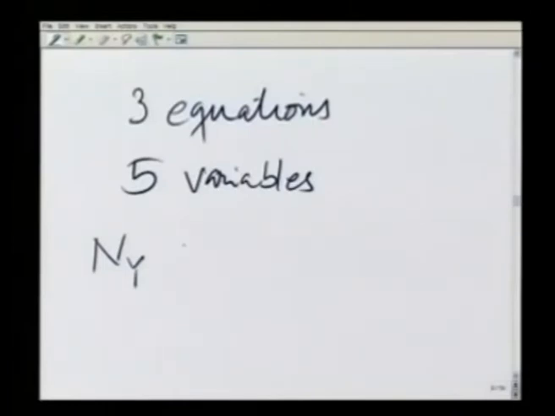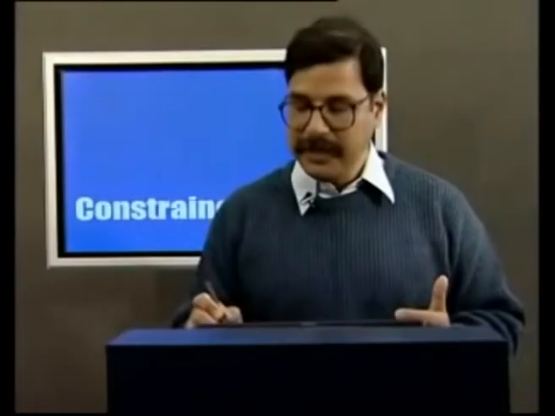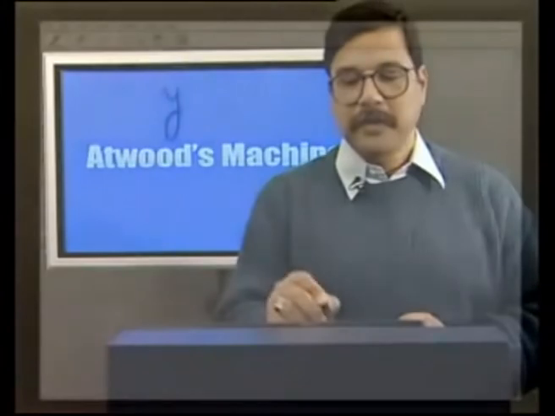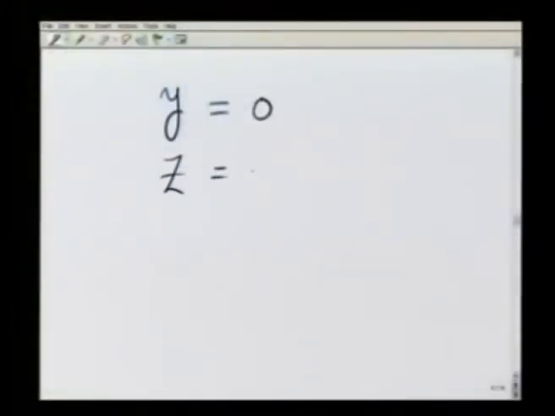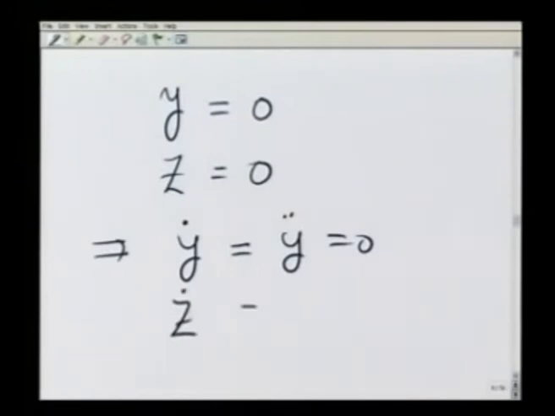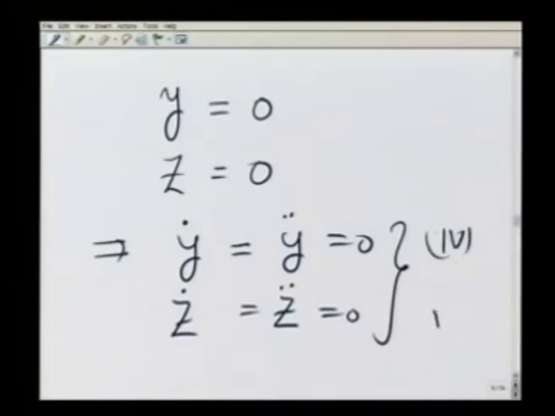And this is where I start thinking: 2 of these variables, ny and nz, came because I imposed a constraint. So the equations should also come from the constraints themselves, and that is precisely where they come from. The equations of constraints are that y is equal to 0 and z is also equal to 0, and this implies y dot and y double dot both are 0, and so is z dot and z double dot. So I have 2 more equations, total 5 equations and 5 unknowns, and I can solve the problem.